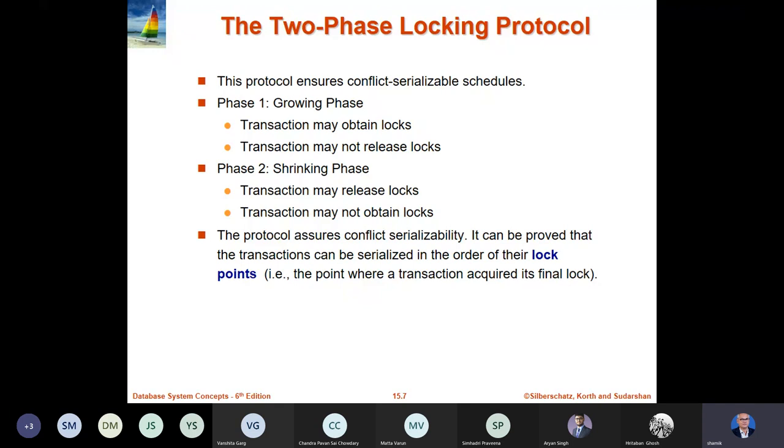Now there is a transaction T1 which is acquiring locks, and at some point of time, say at 10:30, it got its final lock. Another transaction T2 in the same schedule was also acquiring locks. At 10:31 it completed acquiring all the locks. Now it can only release the locks. Another transaction T3.